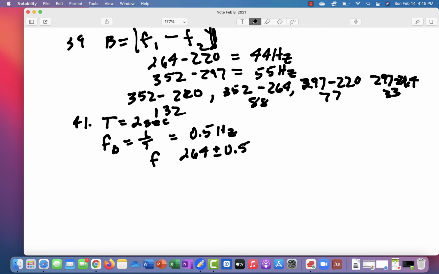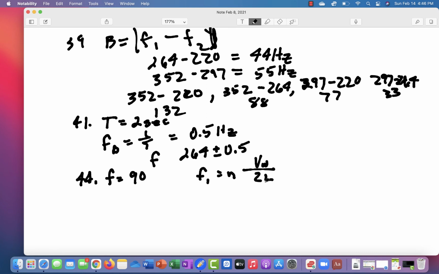Number 44 gets into that last section I was talking about in part 1, which is a note played over an open tube, opened at both ends. Now, it tells you the fundamental, in this case, is 90. So that means that the frequency is equal to n times the velocity of sound over 2L.